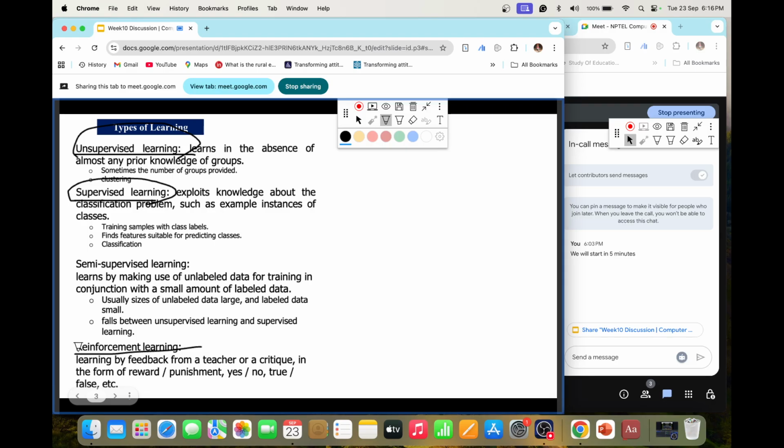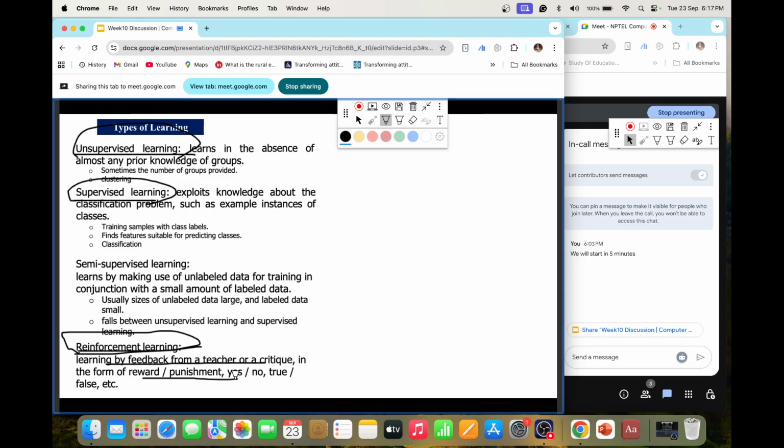And then we have a third category known as reinforcement learning. This is a new type of learning. The best example of reinforcement learning is cycling. Reinforcement learning is learning by feedback from a teacher or a critic in the form of reward or punishment. So reinforcement learning means neither supervised nor unsupervised; it is based on reward and punishment.